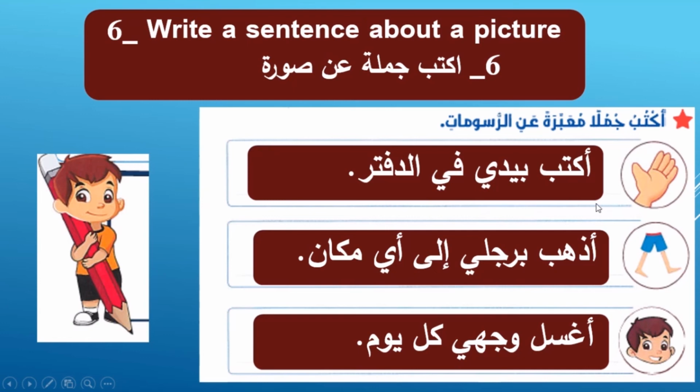We will repeat the three sentences again, then we will write it in the textbook. أكتب بيدي في الدفتر. I write with my hand in the copybook. أذهب برجلي إلى أي مكان. I go with my leg to everywhere or anywhere. أغسل وجهي كل يوم. I wash my face every day. Copy it in your copybook and practice how to make many of them.